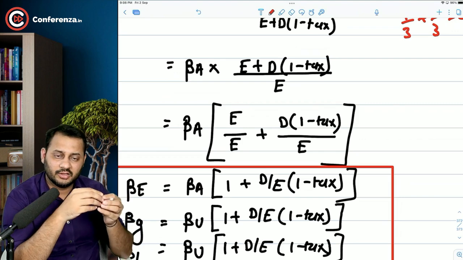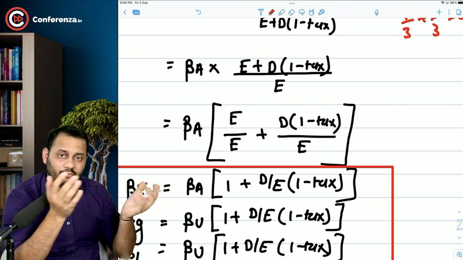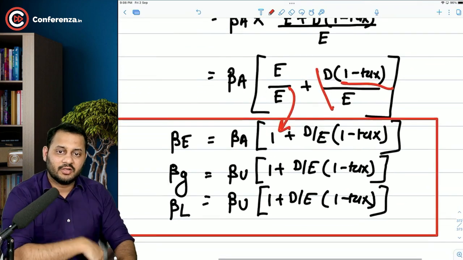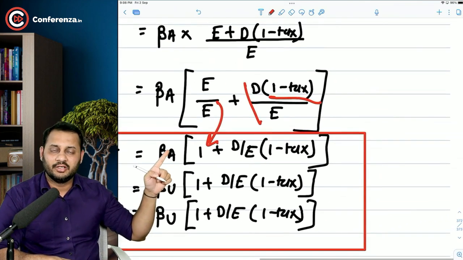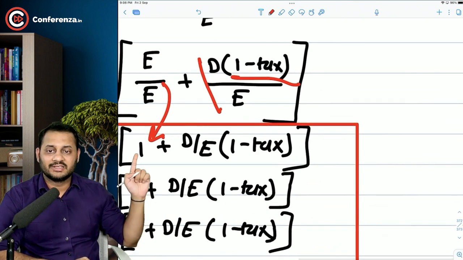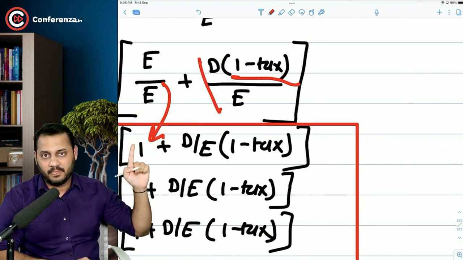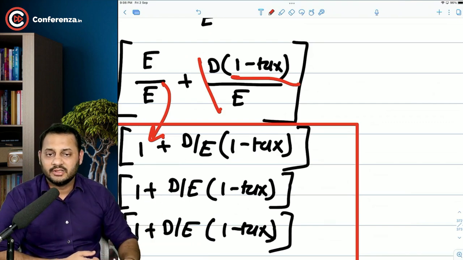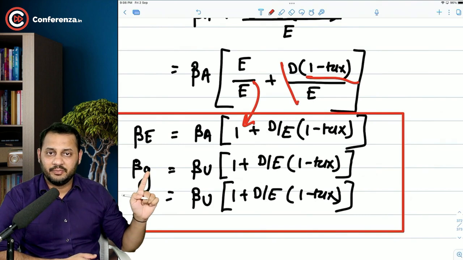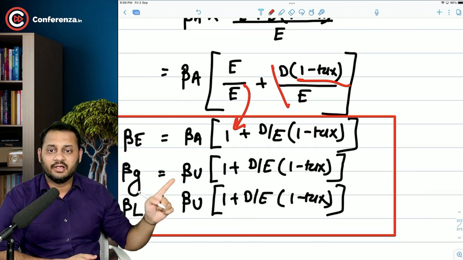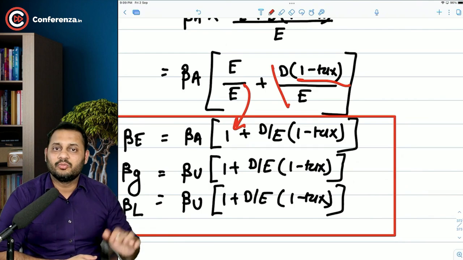We have allotted the equity value to both. So E by E will become 1 now, and this is debt by equity into 1 minus tax. Now the equation is like this. Beta of the equity is equal to beta of the asset in bracket, 1 plus debt equity ratio, in bracket, 1 minus tax. Now you can clearly understand what this 1 means. It is nothing but E by E, and this is debt by E. Now you can write equity beta as geared beta or levered beta, and the asset beta as ungeared beta or unlevered beta. So this is the formula that you need to understand.